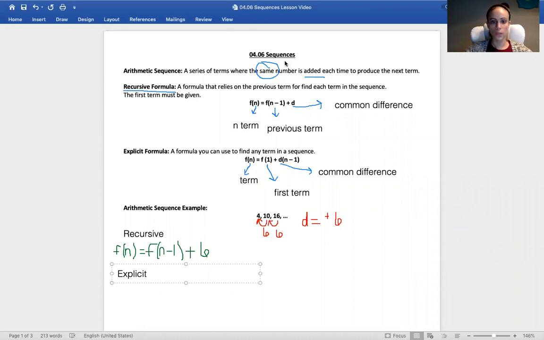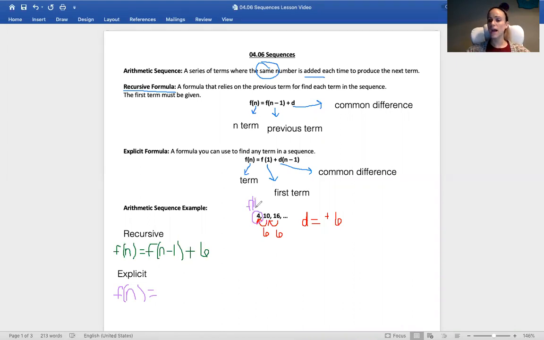All right, let's change up our colors here. So for our explicit formula, let's look at our example here. We still start with f of n because we're writing a generic equation. I don't know what term I'm finding yet. Then here, f of 1, that stands for my first term. Well, do we know what our first term is? We do. We look at our sequence, this right here is our f of 1. That is our very first term.